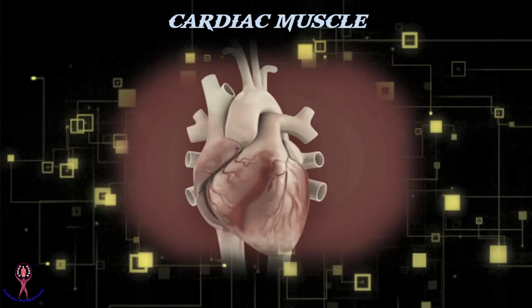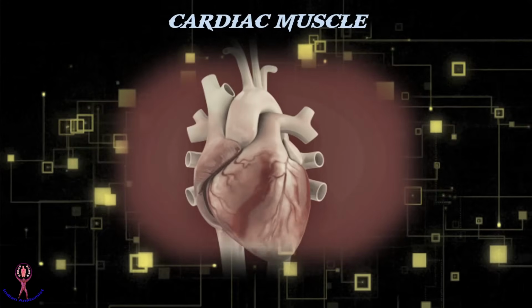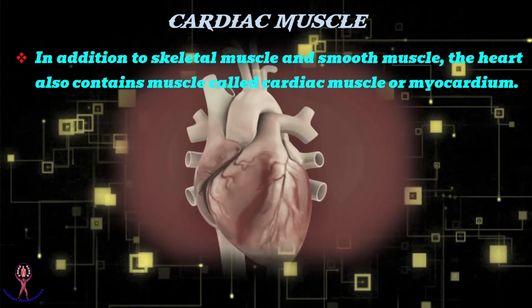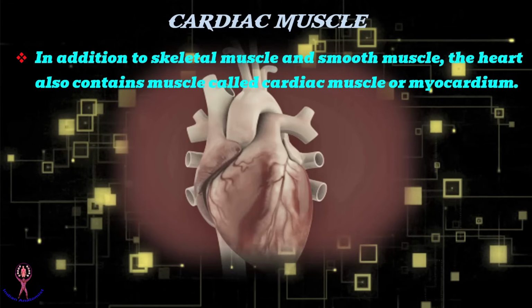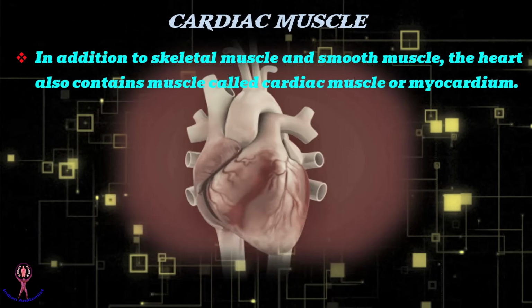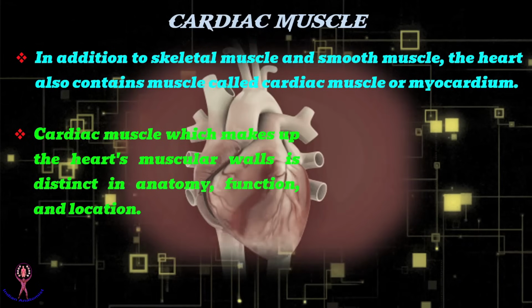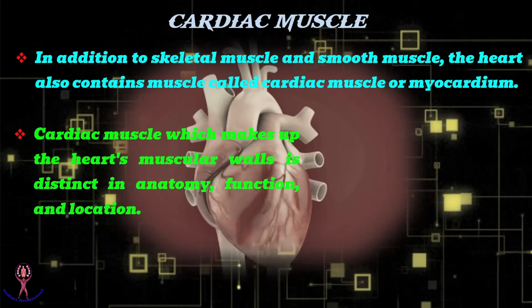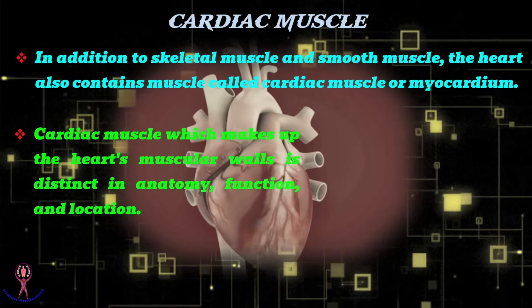Now, we are going to discuss the last type of muscle, that is cardiac muscle. One of the three types of muscle tissue in the human body is cardiac muscle, which is also called heart muscle, or myocardium. Cardiac muscle is different, because it is in between skeletal and smooth muscle. It has striations like skeletal muscle, but it works automatically or involuntarily like smooth muscle.